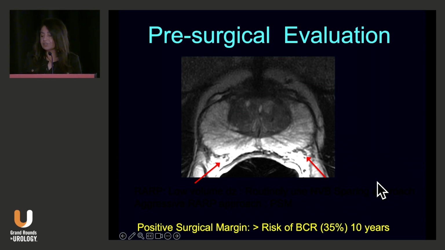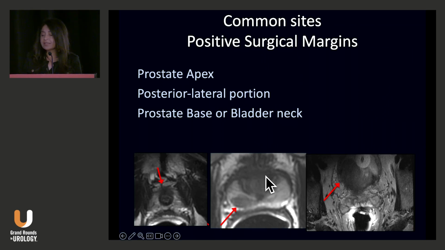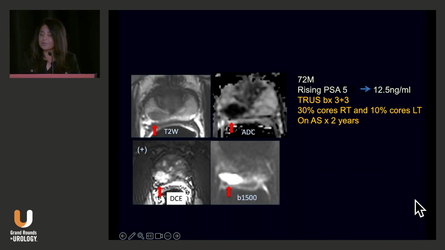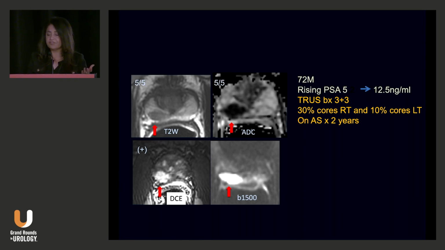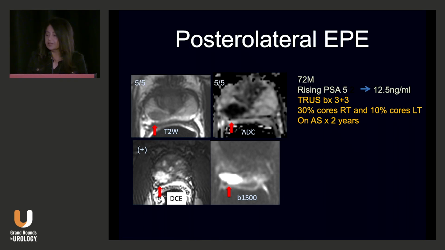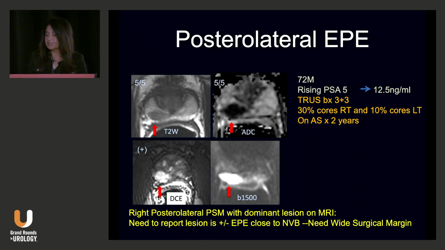So the positive surgical margins, where are they? Mostly, they're going to be in the prostate apex. That's often also the areas that are missed on MRI, by the way. The posterior peripheral zone is nicely seen on MRI, so this is not often missed. But again, the base of the prostate is one area that can be missed. This is an example of a large mass posteriorly. So this is a 5 out of 5 Pi-rads. There was posterior lateral extraprostatic extension.